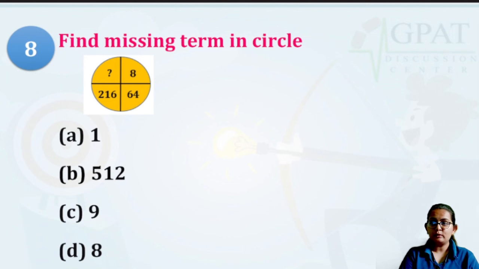Then is question number 8. It is telling us to find the missing term in the circle. In this circle that is given, you have to find the missing term. First you have to find the relation between what is given: 8, 64, 216. What kind of relation is it showing?